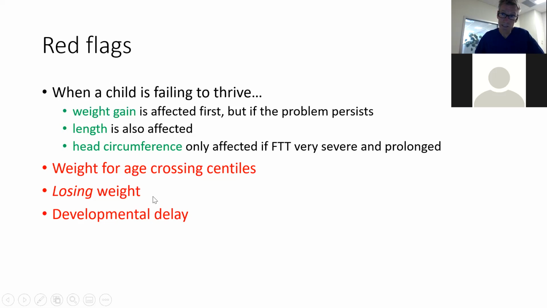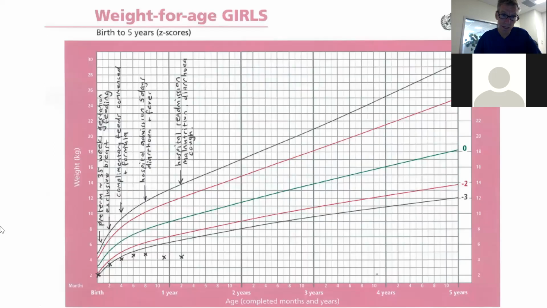If a child's losing weight, then that's much more concerning, of course. And if there's developmental delay, that should be a red flag as well for the failure to thrive. So on growth charts, I think it's useful to not only plot out the weight, put a cross where the weight is at different ages, but also say what's happening at that time. So if a child has a hospitalization, then that should be written into the weight chart.